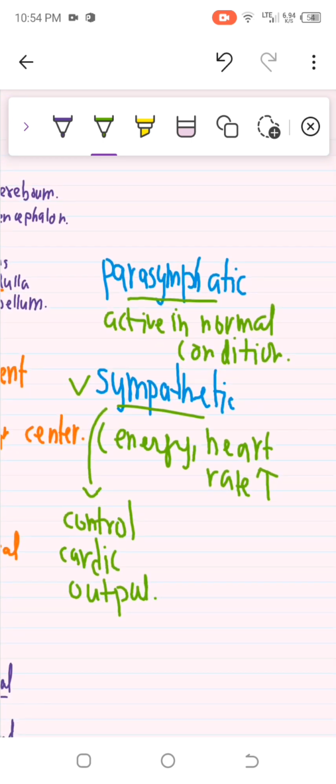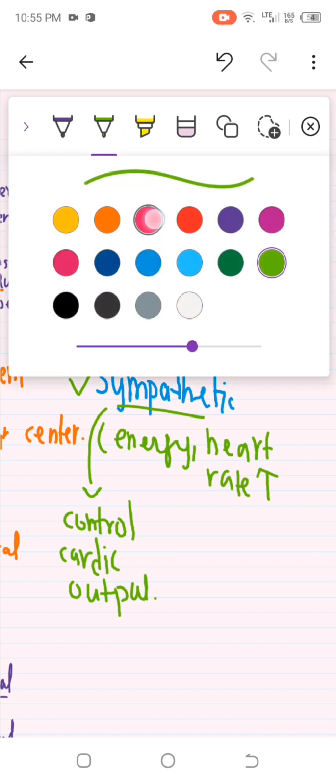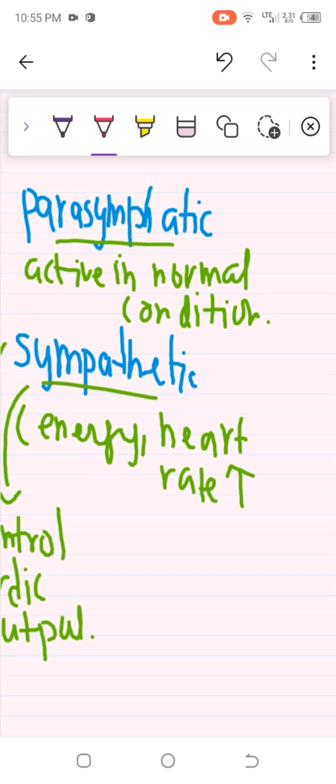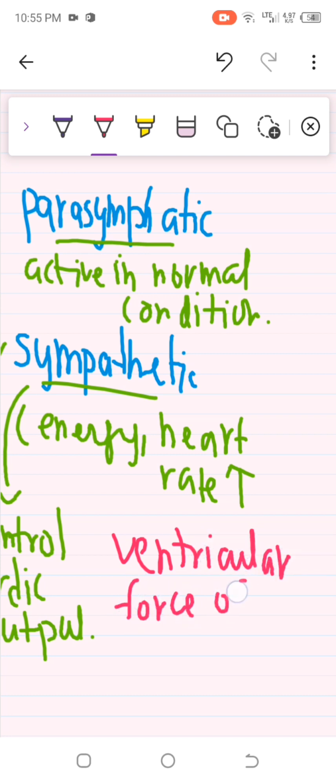It controls this by releasing a type of enzyme. Let me tell you what the sympathetic nerve also does: it increases the ventricular force of contraction.